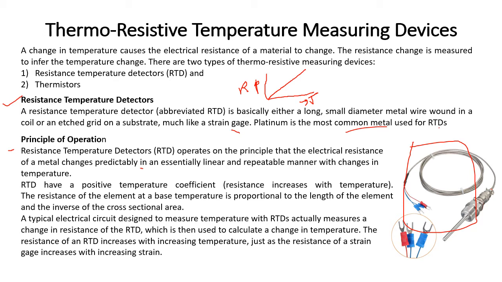A typical electrical circuit designed to measure temperature with an RTD usually measures a change in resistance of the RTD, which is then used to calculate a change in temperature. The resistance of an RTD increases with increasing temperature, just as the resistance of a strain gauge increases with increasing strain.